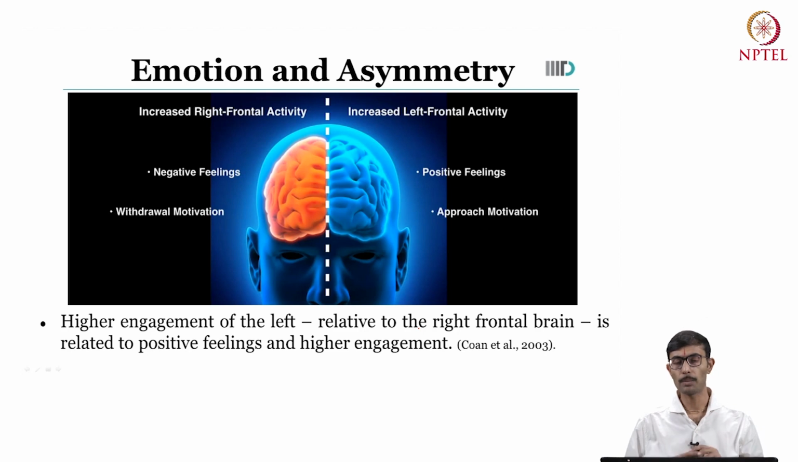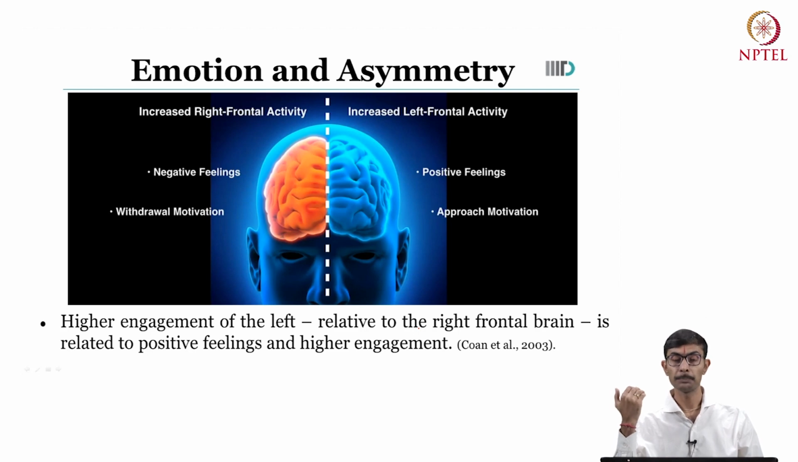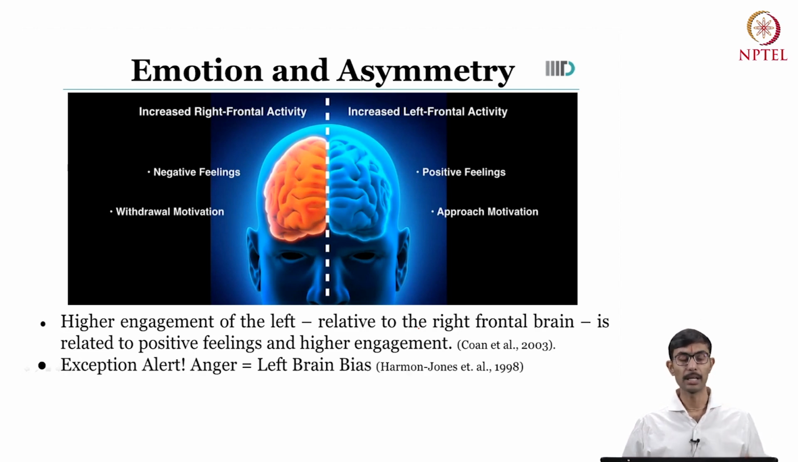So what it means, for example, is that if you are experiencing a positive feeling, or approach motivation, more dominant motivation, then you will have more brain activity in the left hemisphere. Versus when you are experiencing some negative feeling, such as sadness or fear, or you are feeling less dominant, having a withdrawal motivation, then increased right frontal activity can be observed in the brain. So that is the relation between emotions and brain asymmetry.